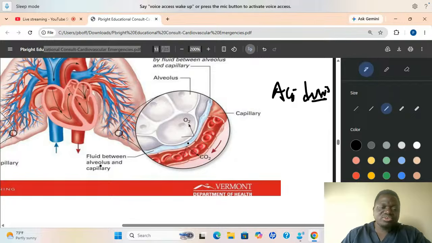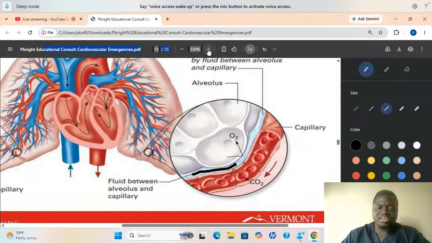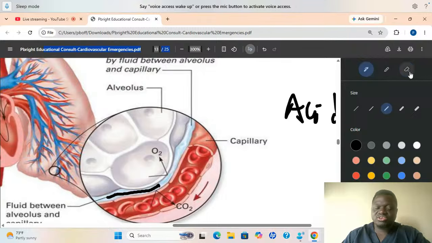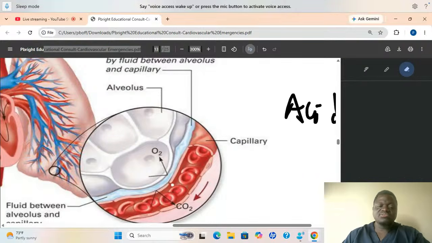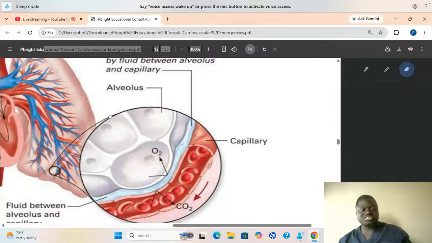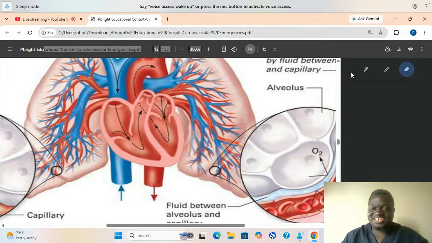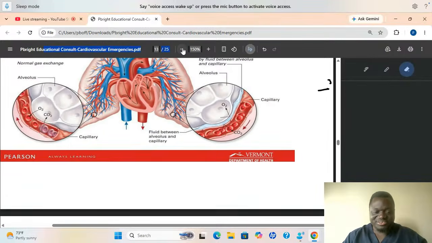You see the fluid between the alveolus and the capillaries, the fluid in blue. Let me make it big so that you appreciate the picture. You see a lot of fluid, pulmonary edema. If you give somebody plenty of IV fluid, especially children, the fluid comes here and they cannot breathe. So you have to drain it with what? Your Lasix. So this is pulmonary edema.